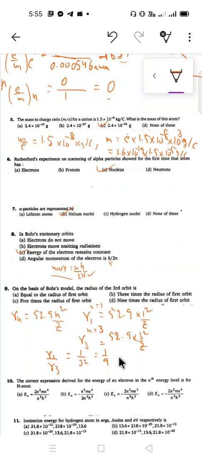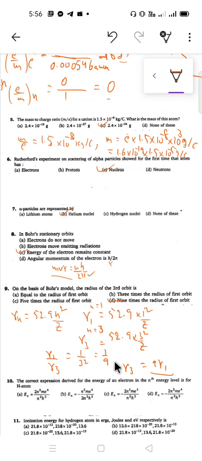The third orbit, R3, by cross multiplication is equal to 9 R1. That is, 9 times the radius of the first one. D is the correct one. Nine times the radius of the first one.